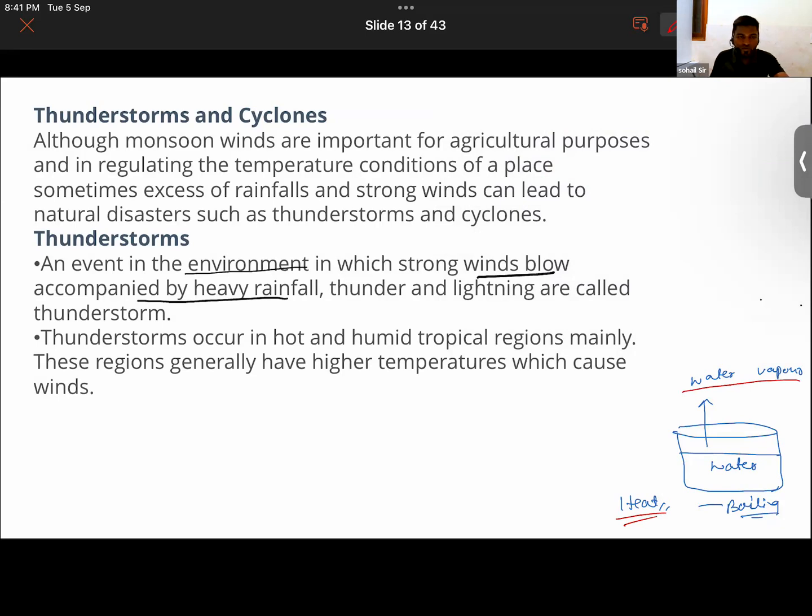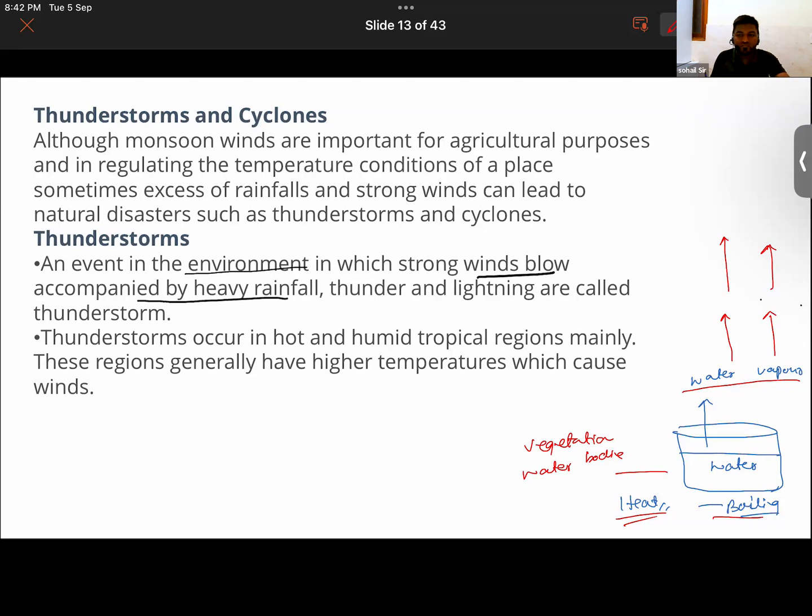So far everything's clear. Now this water vapor being lighter, it will start to rise up. Imagine instead of boiling, the water is being evaporated here from vegetation, from water bodies. Water vapor is evaporating.